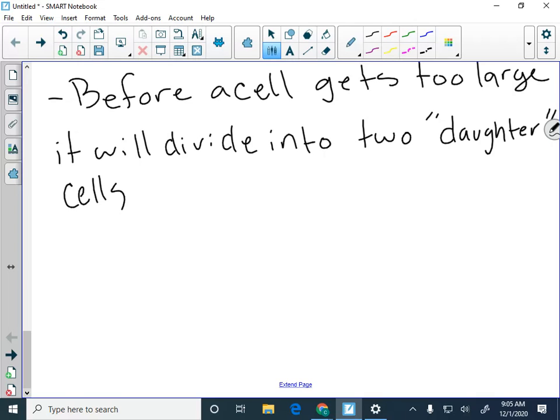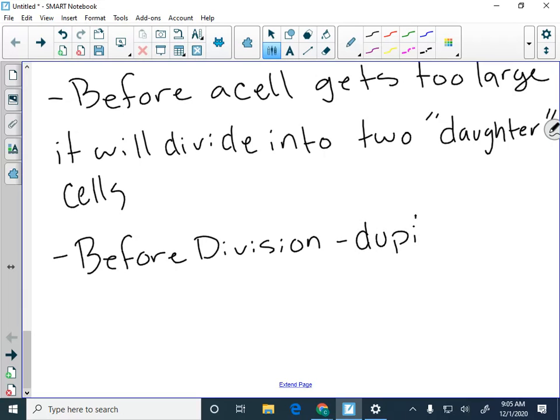But before it does that, before division, it will duplicate its DNA. It will duplicate DNA, so each daughter gets an identical copy.